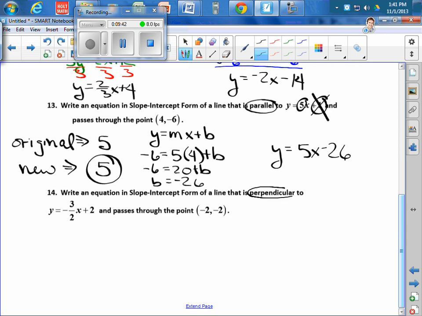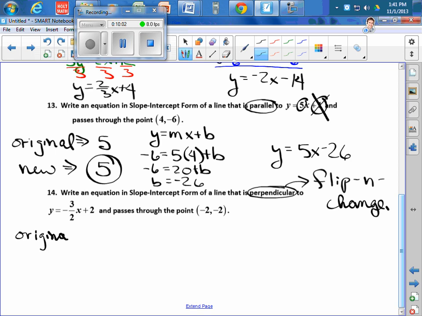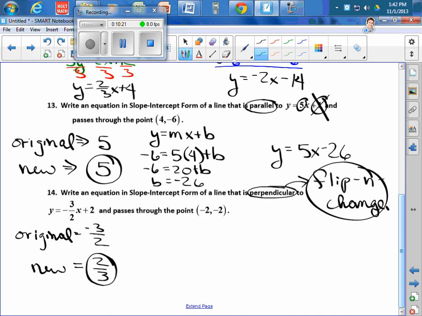Now we have perpendicular. What does that mean? Well, if you've been in my class, you'll know that it means flip and change. What we're going to do is we're going to take the original slope, which is what? The original slope is -3/2. Our new slope for the new line, it'll be what? That's where the flip and change comes in. You flip the fraction over and change the sign. Since it's negative, it'll be positive. Flipping it over, you get 2/3. We're going to be using this.